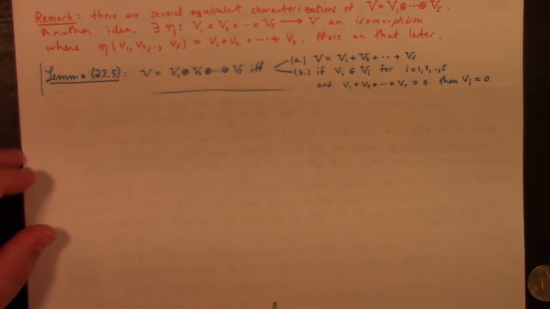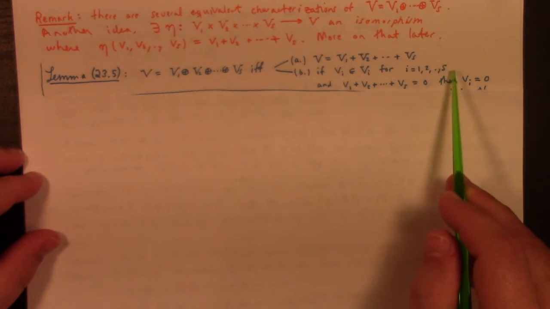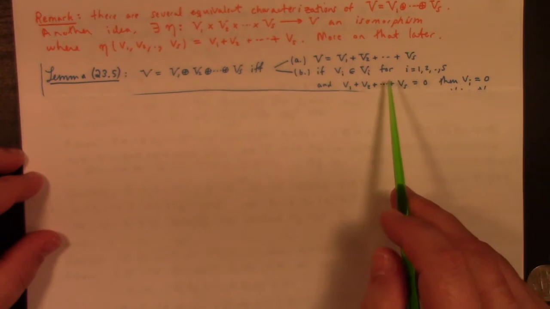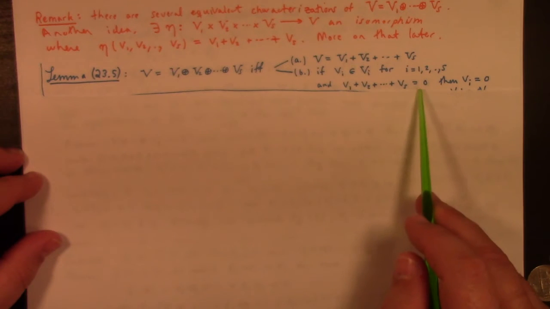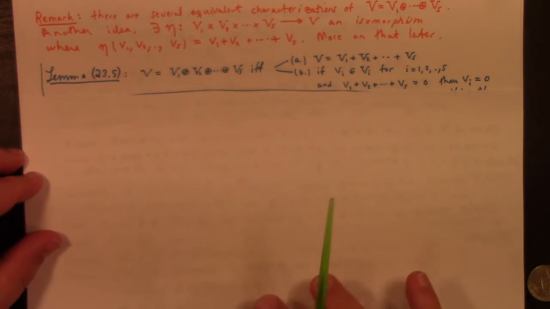Now, lemma 23.5 is, let me just kind of boil it down here. Basically, it just says that the independence condition of equating coefficients can be replaced with the independence condition that if you've got this sum equal to 0, then it forces each one of the things coming from each one of the subspaces to be 0. Let's look at the proof.